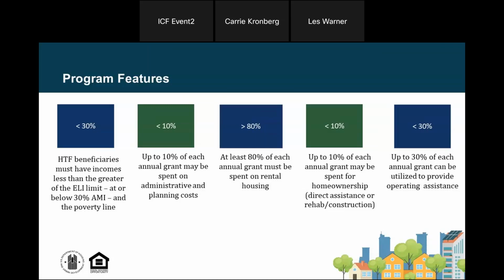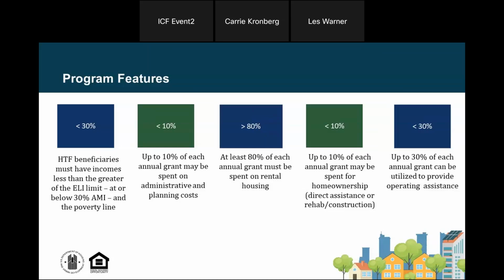Also within our program requirements, it allows states up to 10% of that annual grant to be used to cover their administrative and planning costs. It also requires that at least 80% of the funding must be spent on rental housing. We mentioned a slide or two earlier that this is predominantly a rental housing program. That's because of this restriction that at a minimum, 80% of those funds are being used in conjunction with supporting rental housing.